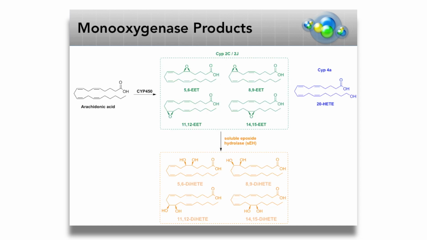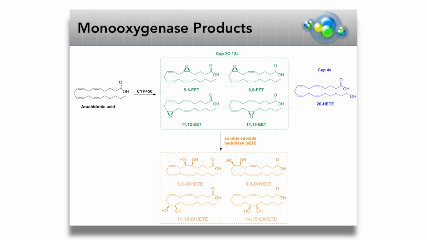The products generated from the oxidation of arachidonic acid by cytochrome P450 are monooxygenase products, meaning that they have one oxygen inserted. There are different classes of compounds that can be generated, including the epoxyeicosatrienoic acids, shortened to EETs. These are formed by CYP2C and 2J enzymes. Alternatively, CYP4A enzymes oxidize arachidonic acid to the 20-HETE compound. The family of EETs can be metabolized by soluble epoxide hydrolase to yield dihydroxy compounds termed DHETs.